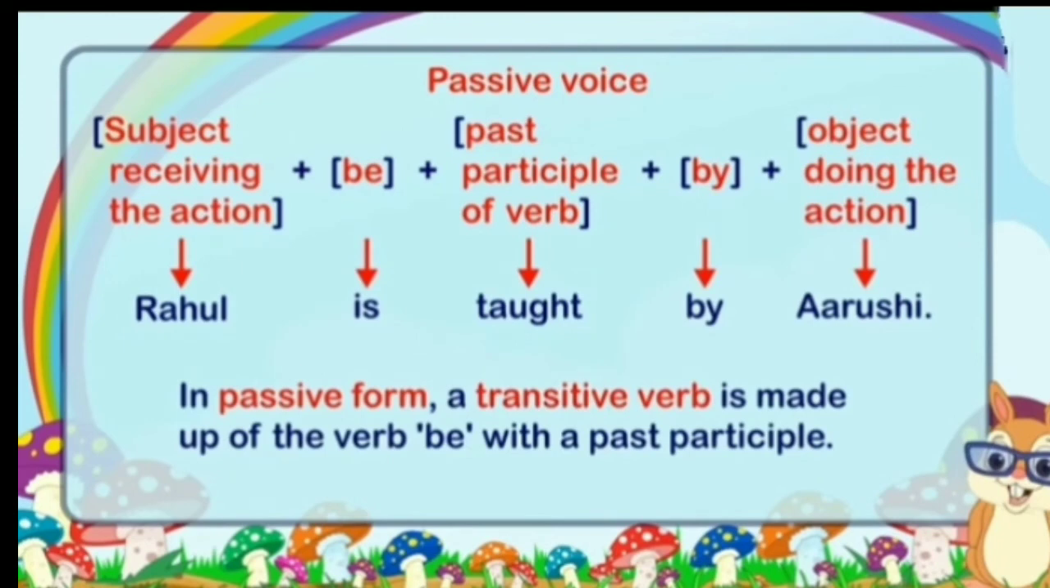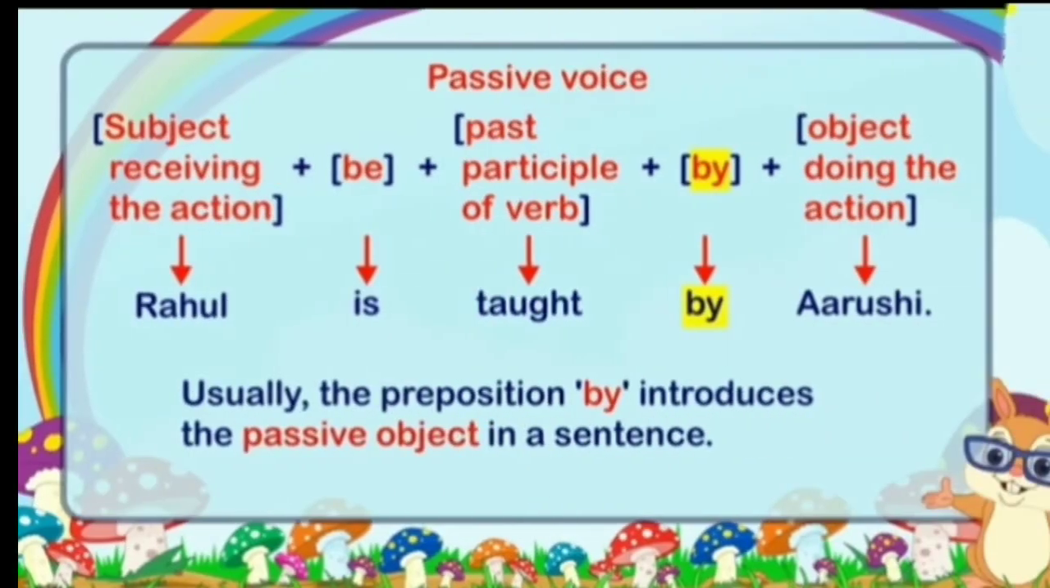Here we have placed a transitive verb made up of the verb be with the past participle form. According to Rahul, because it is singular, we have placed is. And the third form of the verb, that is taught. Later we have placed the preposition by after the past participle form, and then we have made the passive object. So what are the basic rules we need to follow to change?